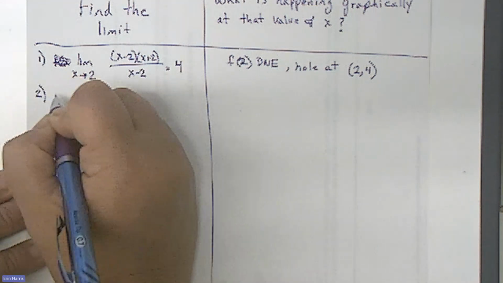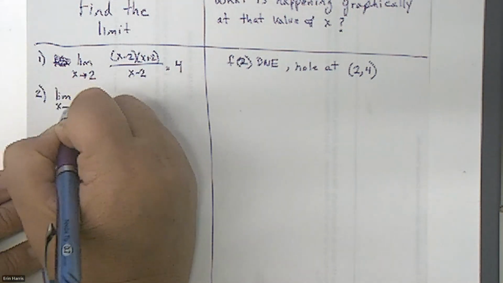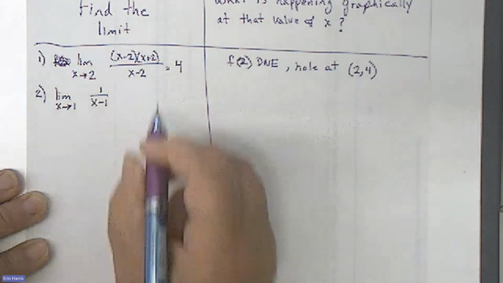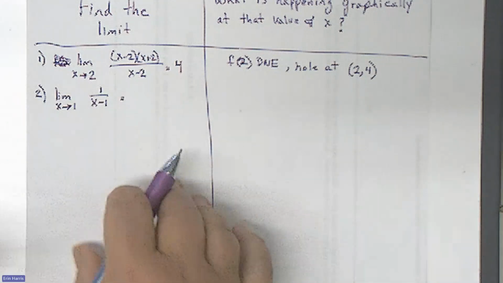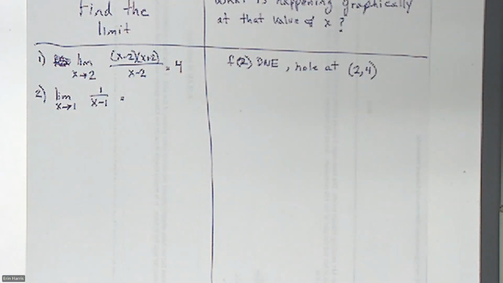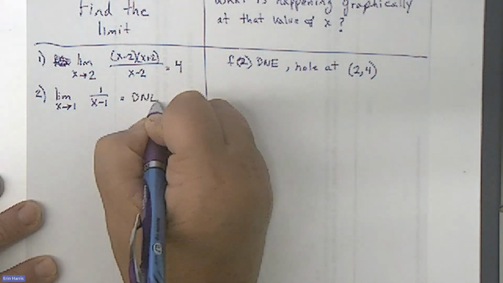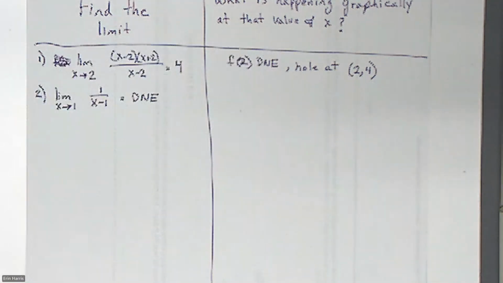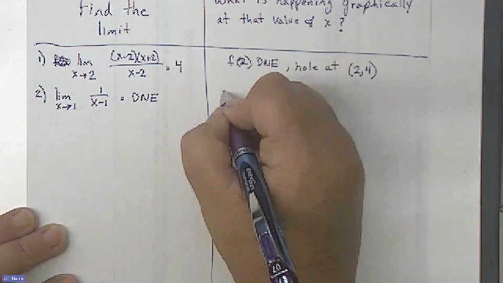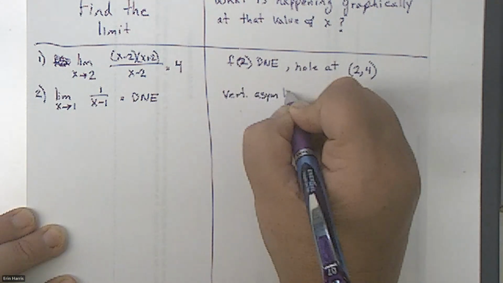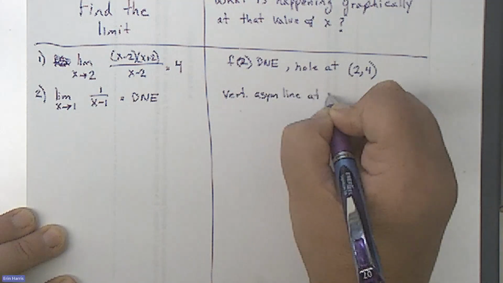So here's something else that we looked at on Friday. We looked at this function from our lab, right? And this function, the limit does not exist. And we had a vertical asymptote line at x equals 1.